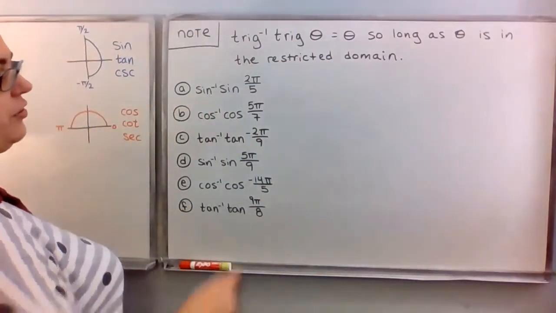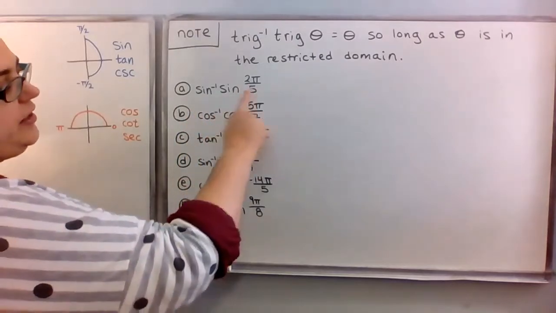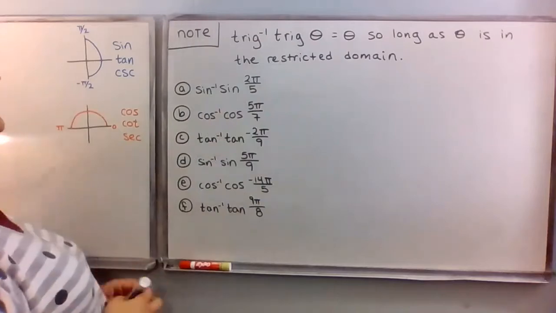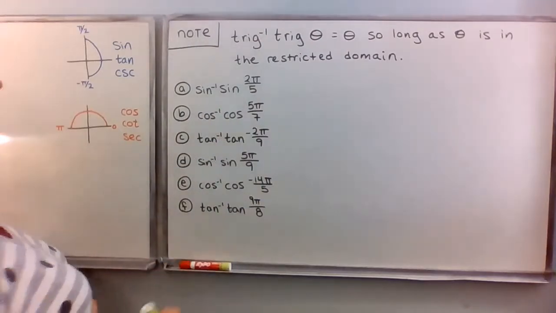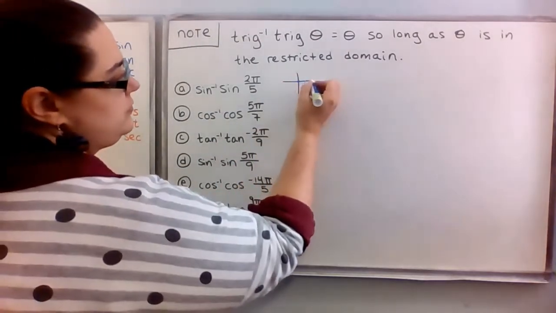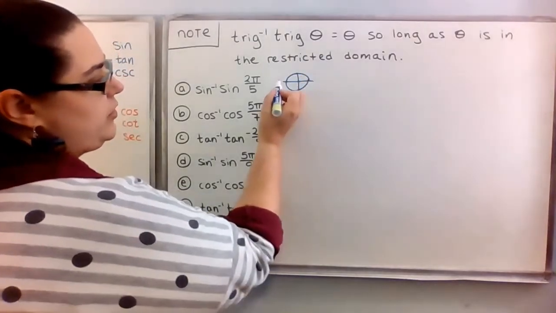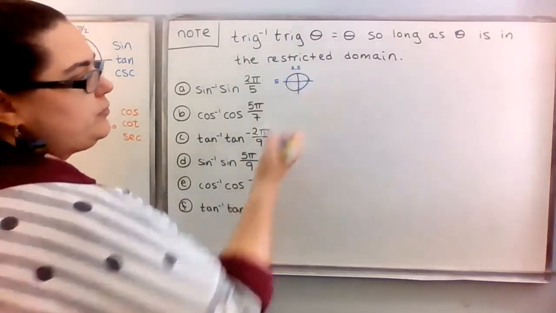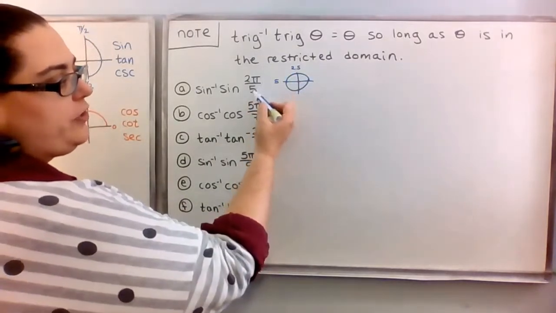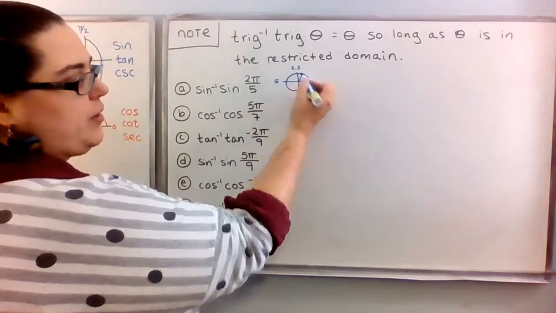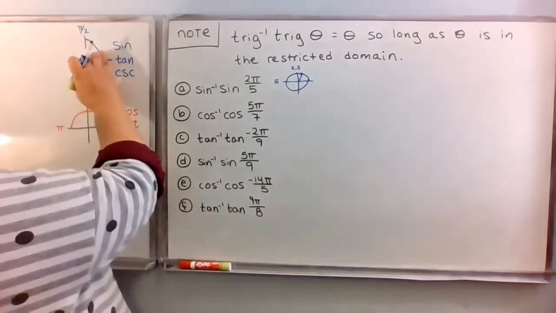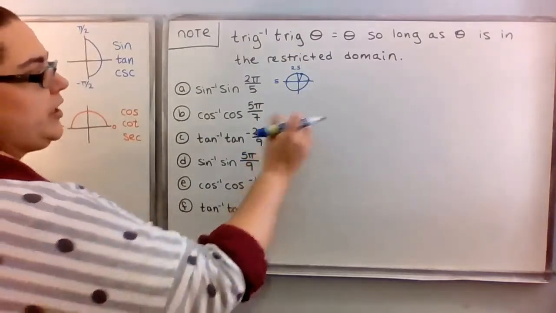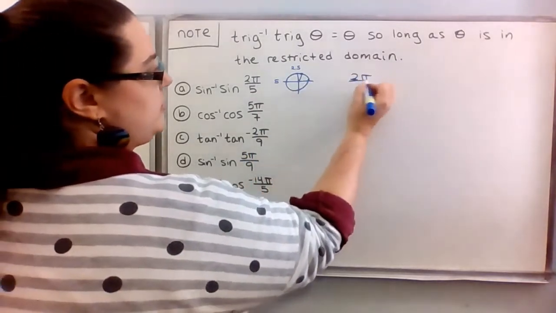So for inverse sine of 2 pi over 5, let's see, if I'm thinking in terms of pi fifths, here's 5 pi over 5, and then half of that is 2.5. So 2 pi over 5 is going to live over here in the first quadrant, which is okay. The first quadrant is good actually for both. So we're going to get 2 pi fifths as our answer.